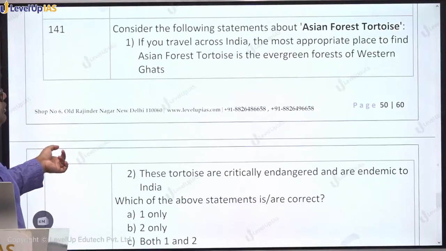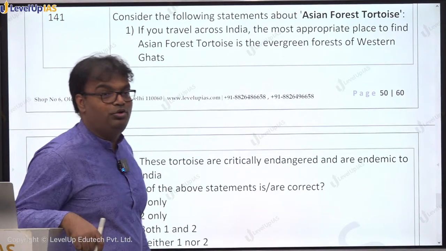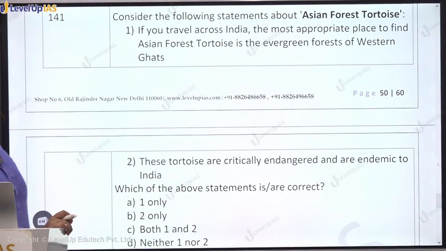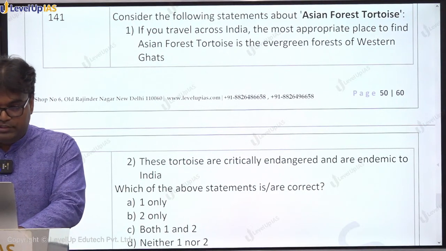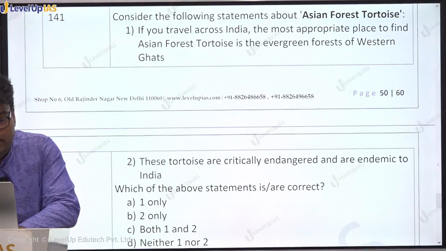Let's come to 141. Asian forest tortoise. Asian forest tortoise. Most appropriate place Western Ghat hoga kya? Nahi. Northeast India. Northeast India. Are these critically endangered? Yes. 141. They are critically endangered. They are endemic to Northeast India, Bangladesh and Southeast Asia. And they are not critically endangered.